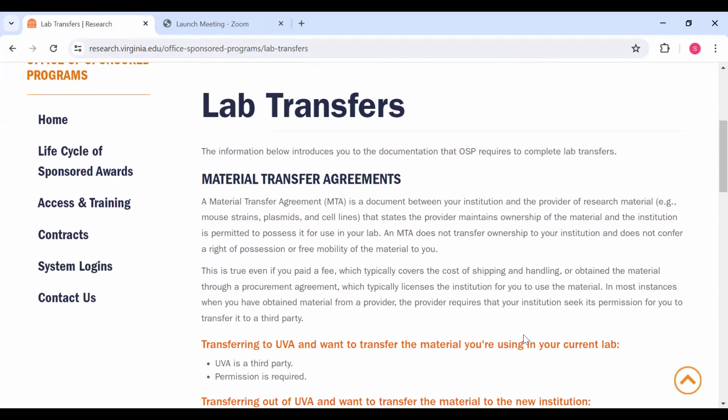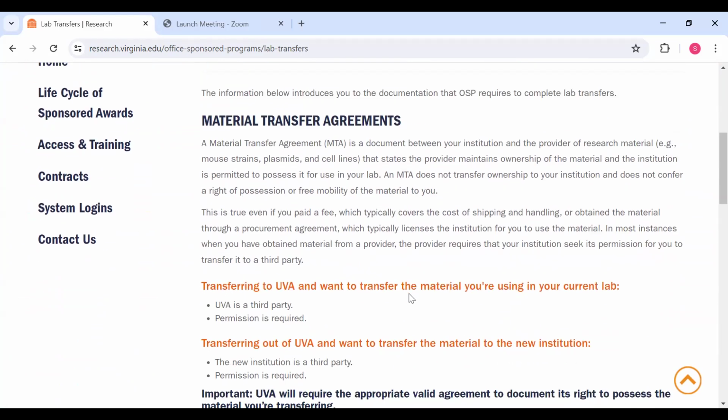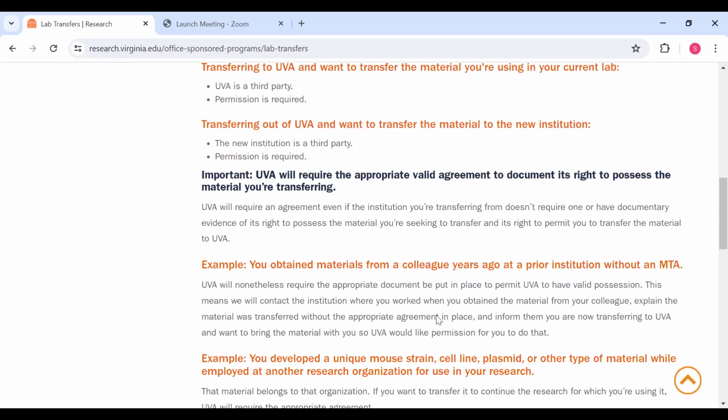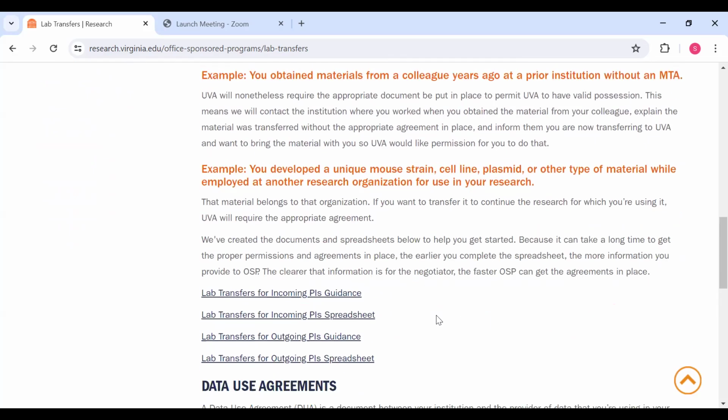So this provides a little bit more information on the process of a lab transfer, has some helpful questions and examples that are common when going through a lab transfer, and just more information to help the field better navigate this process. We also have guidance documents for incoming PIs as well as for outgoing PIs that again just further set forth some helpful information and processes for if a PI is coming in or if a PI is leaving.